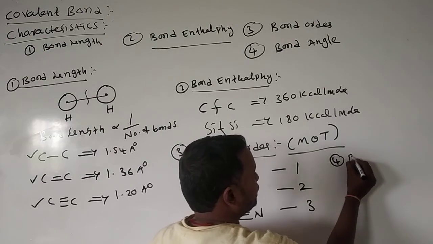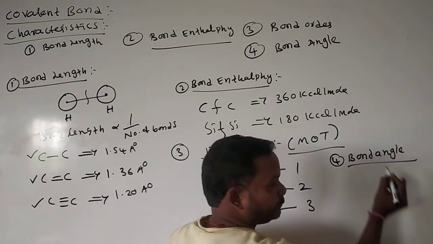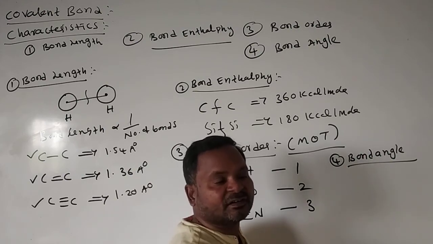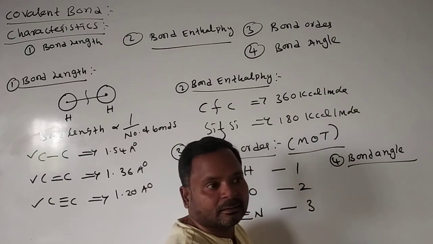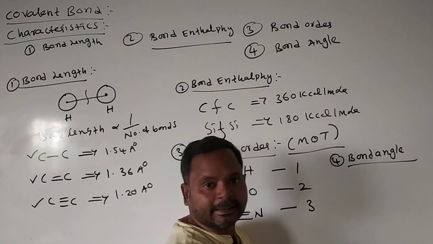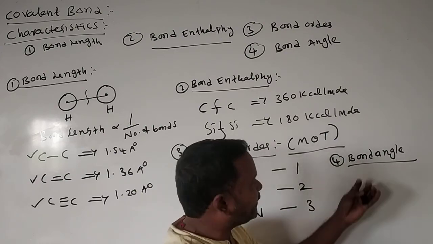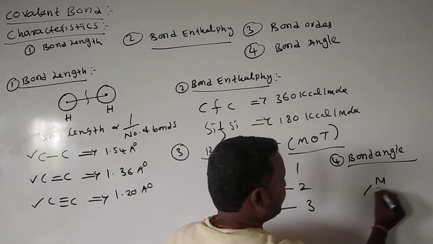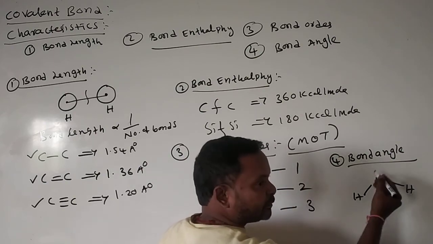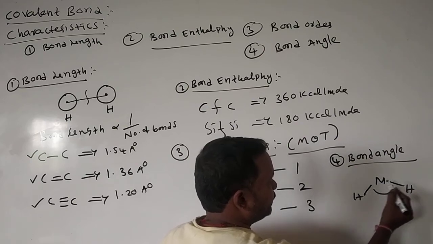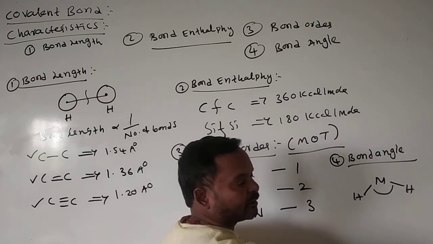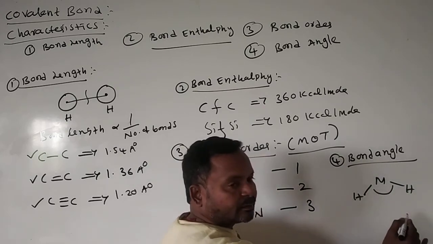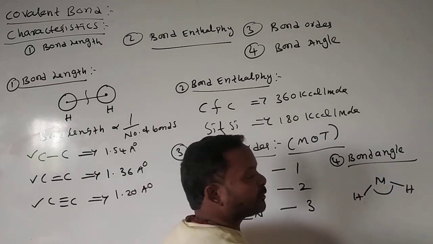Next, in continuation, one more important topic: bond angle. The angle present between atoms which are covalently bonded we call bond angle. We are not expecting bond angles in ionic compounds; bond angle is related only to covalent bonds. Here, an atom M with two H atoms, all covalently bonded. The angle between atoms which are covalently bonded we call bond angle.